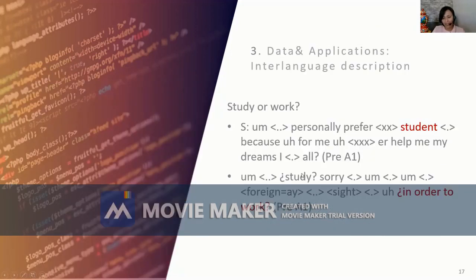Okay, these last 2 samples are samples from pre-A1 learners. They are answering the question study or work.